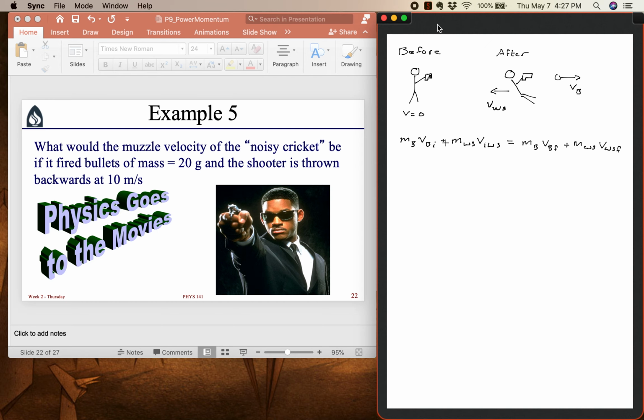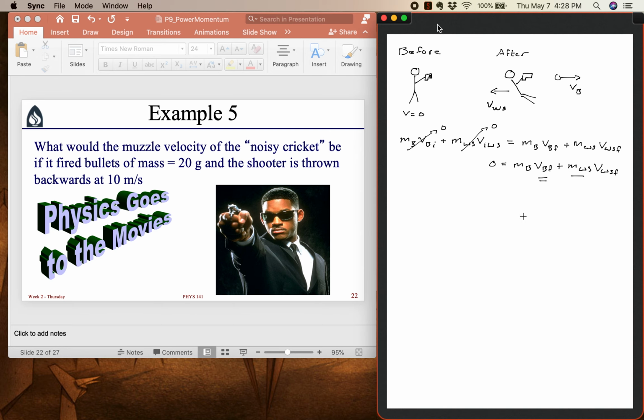So some of these things we know are equal to 0. Everything in the beginning is at rest, so all of the momentum in the beginning scenario is equal to 0. That simplifies our expression quite a bit. So 0 is equal to the mass of the bullet times the final velocity of the bullet, plus the mass of Will Smith times the final velocity of Will Smith. What we want to find is the final velocity of the bullet. We know the mass of the bullet. We know the velocity of the shooter after the gun is fired. But what is the mass of Will Smith?